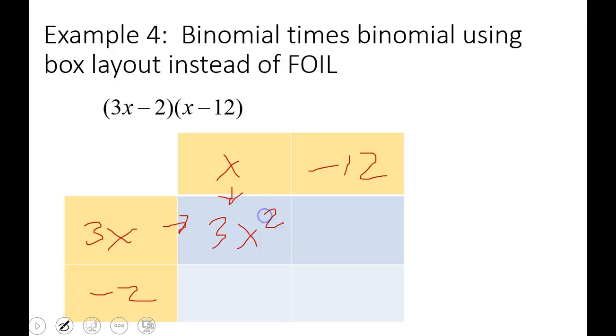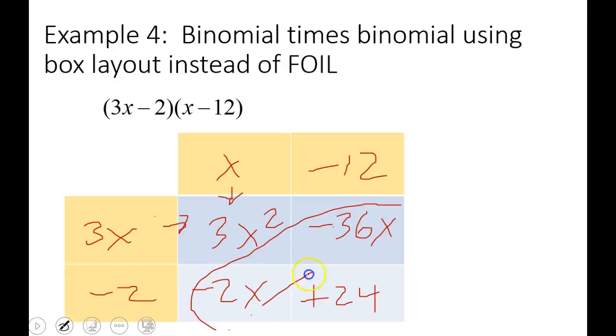That's your firsts. The negative 12 times the 3x goes here, which is negative 36x. That's your outers. X times negative 2 is negative 2x. There's your inners. And your last is negative 2 times negative 12, which is positive 24. And if you have all of your degree, like this, these are both first degree. I have an x and a constant present in each of them. Your like terms show up in the diagonal. It's kind of neat the way that works. So I get 3x squared minus 36 minus 2 is minus 38x plus 24 when I do that.